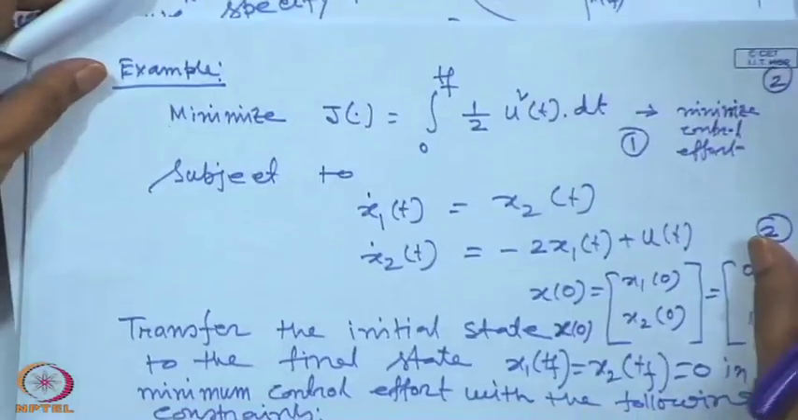So, last class we considered an optimal control problem with a constraint on the input and a constraint on the state. That problem we could not solve completely. The rest of the problem we will solve now. Before that, we will just recall our problem.